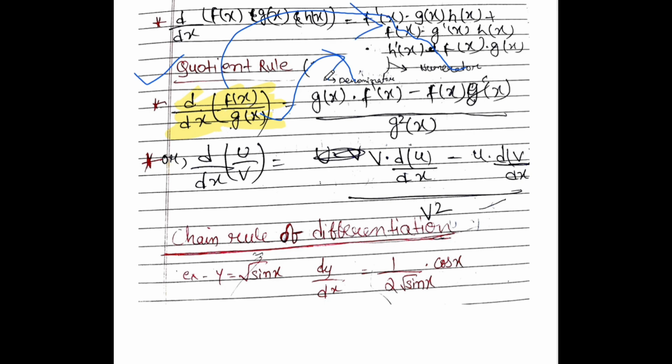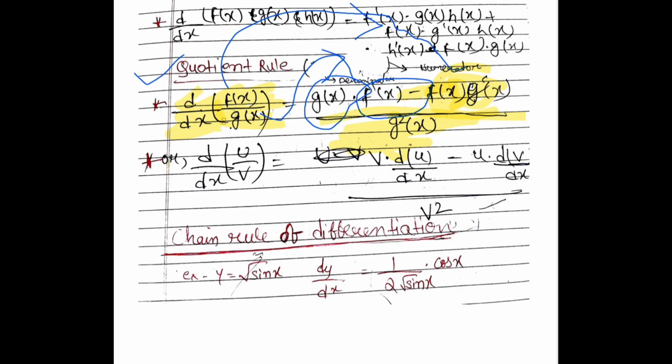Now, first you will keep the denominator as it is. Then you will do the differentiation of the numerator, minus, very important, minus. You will keep f(x), the numerator, as it is, and do the differentiation of g(x). And the whole divided by g square x, means denominator square. Okay, I'm repeating it once again.